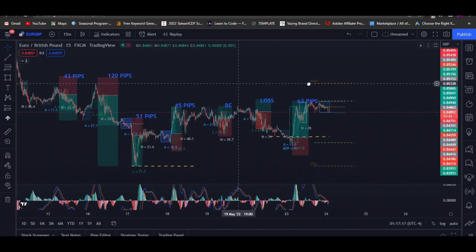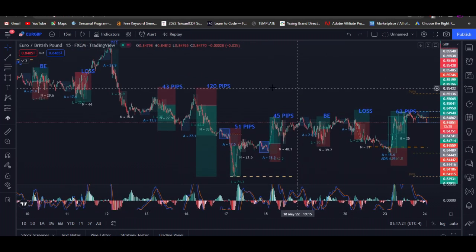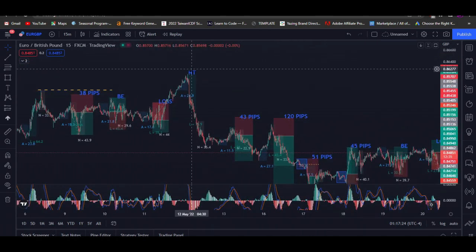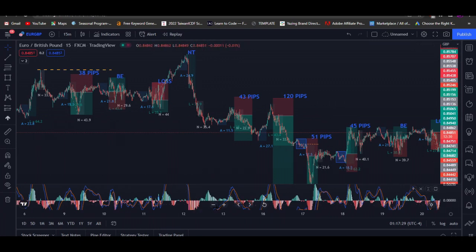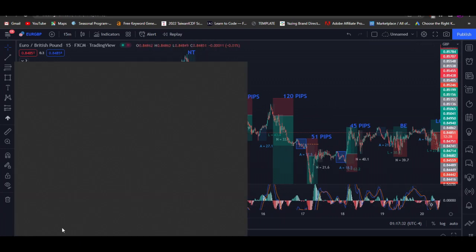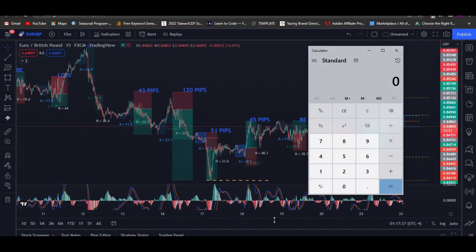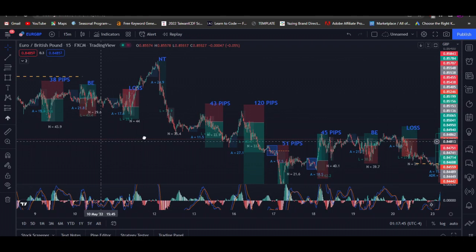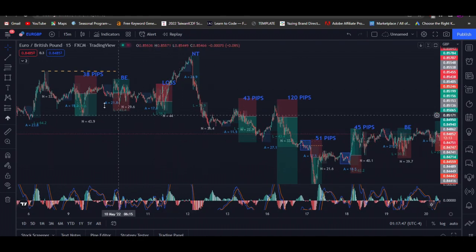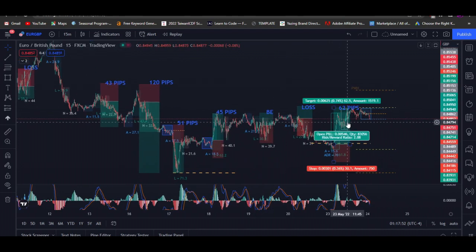So within 11 trades taken, we gotta subtract 1, 2, 3, 4. So we subtract the 4, we have 7 trades. So we calculate our win rate based around 7 trades. Let's put the calculator. So for 7 trades, we won 1, 2, 3, 4, 5, 6.